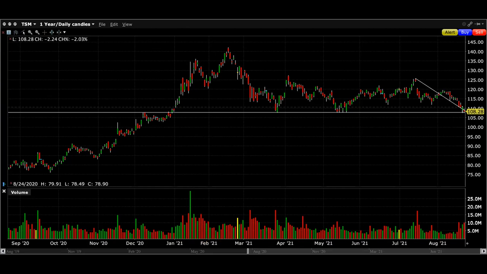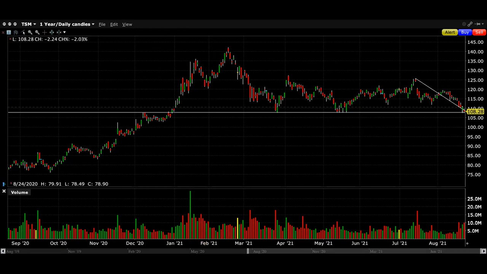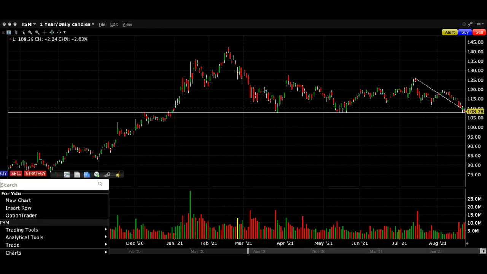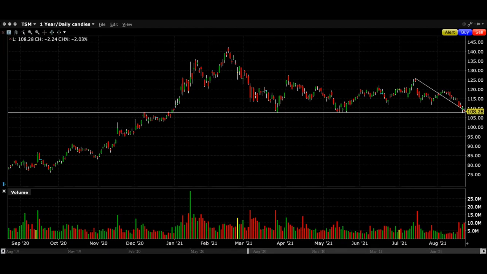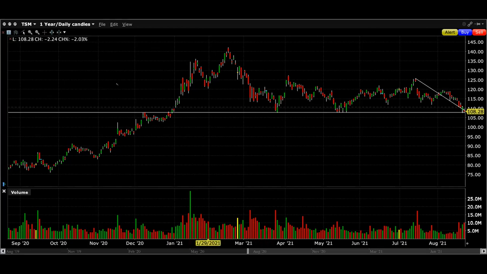So looking at the option chain on TSM, I'll pull it up right now so we can look at it. Now, I'm looking at a longer term horizon because if you look at the chart again, I'll pull it up, right? So the chart is over here. If you notice, whenever we tap these lows, it takes about a month for us to go from a low to a high, right?